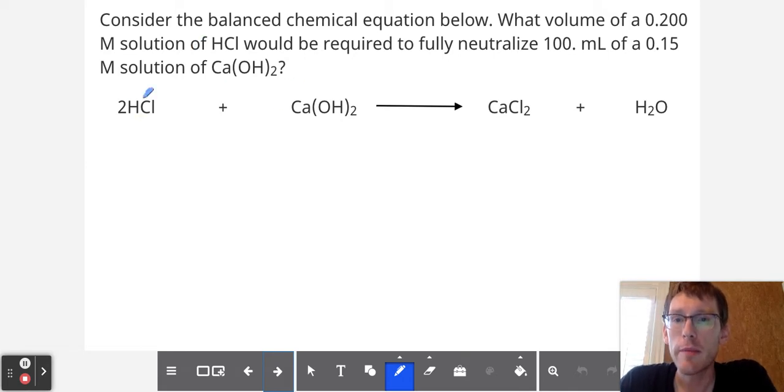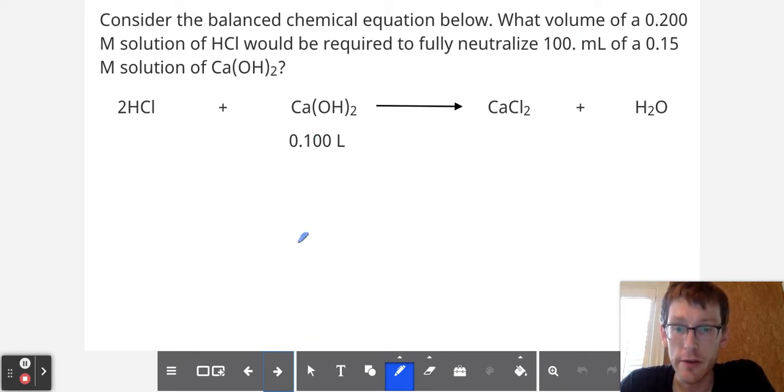So say we've got this problem here where we've got hydrochloric acid reacting with calcium hydroxide. And we're trying to fully neutralize 100 milliliters of 0.15 molar calcium hydroxide. And we're asked what volume of hydrochloric acid at a given concentration of 0.200 molar is required for this to happen. So I'm going to use my starting point of the amount of calcium hydroxide given.